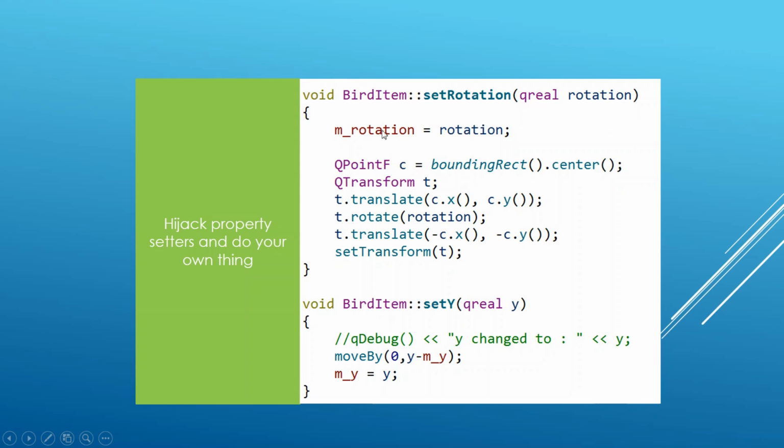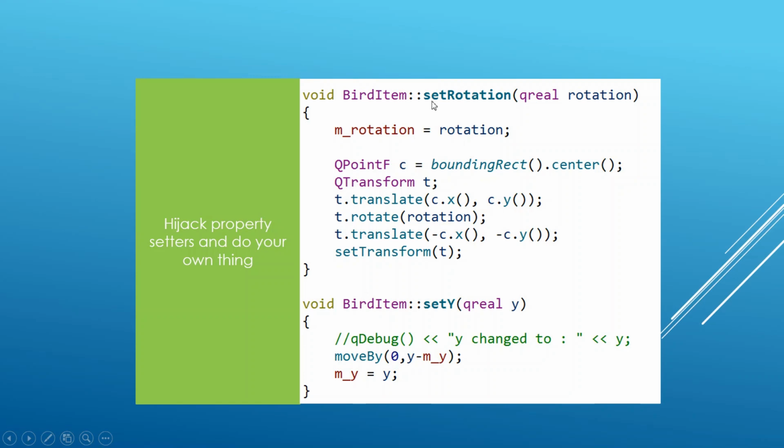Here we have an example of the setRotation method. You see that it's going to set the member variable for rotation. This is obvious, but we also need to use this information to modify something about our class here, our bird item in this case. So we define a transform and set the rotation for this bird here. And this is what's going to cause our animation to work.